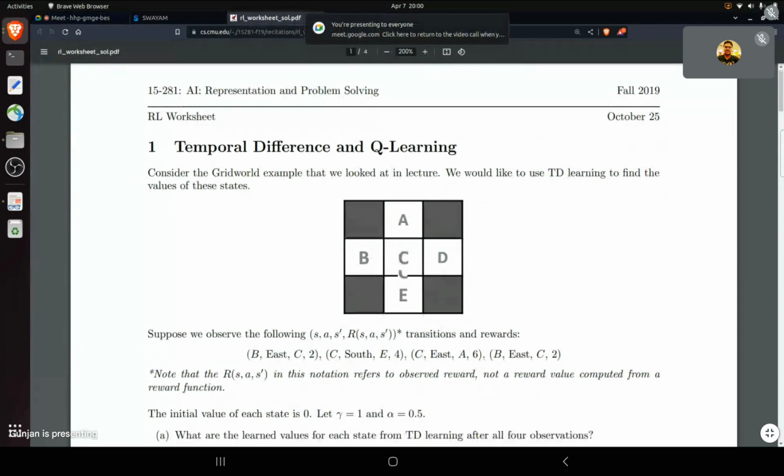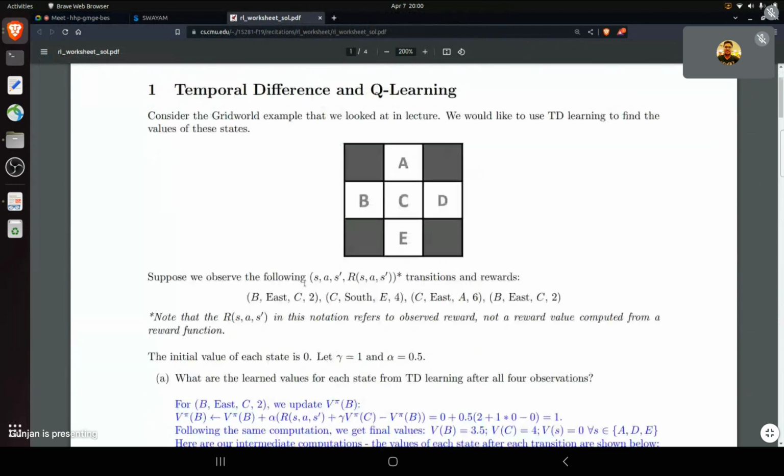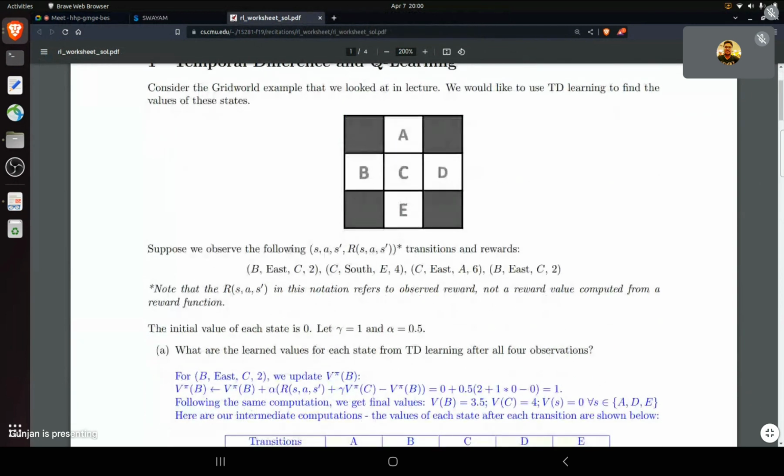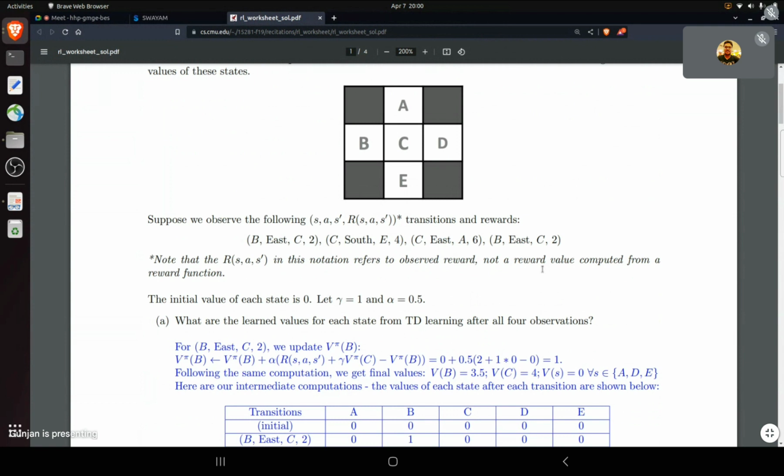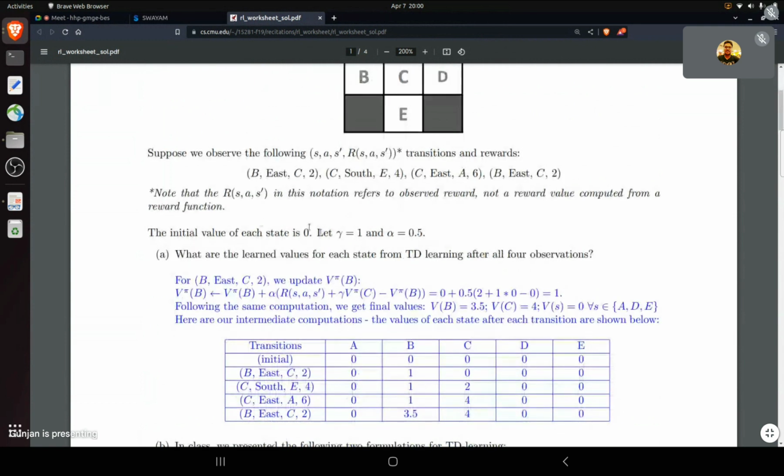Yeah. So consider the grid world example that we looked at in the lecture. We would like to use TD learning to find the values of these states. Now suppose we observe, so it is similar to exactly what you are trying to do, right? So suppose we observe the following S, A, S dash, R transitions and rewards. So from B, if we take east, we get to C, and the reward is 2. C south, E comma 4, C east, A comma 6, B, and so on. The initial value for each state is 0. Let gamma be 1 and alpha is 0.5.